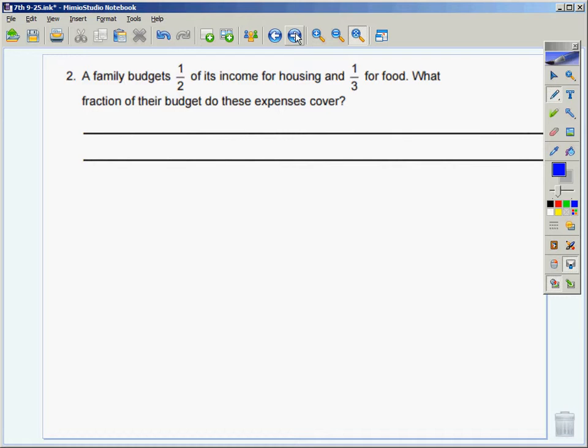A family budgets half of its income for housing and 1/3 for food. What fraction of their budget do these expenses cover? Half for housing, 1/3 for food, and it wants to know the total fraction of what they cover. So I'm actually taking 1/2 plus 1/3.